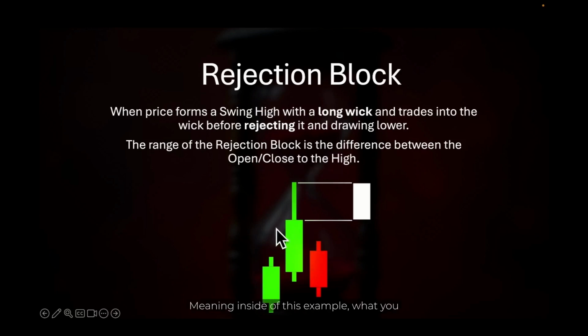Meaning inside of this example, what you can see is that price expanded higher and we saw the market eventually form this long wick, and the range of the rejection block is the price range between this candle's close to the high of this candle. Now please keep in mind that because this is an up close candle, we pay attention to the close to the high, its respective range. The range is the bearish rejection block. If this candle were a down close candle and we would see open to high, then the rejection block would be the difference between the opening price and the price of this candle's high. This is our bearish rejection block.